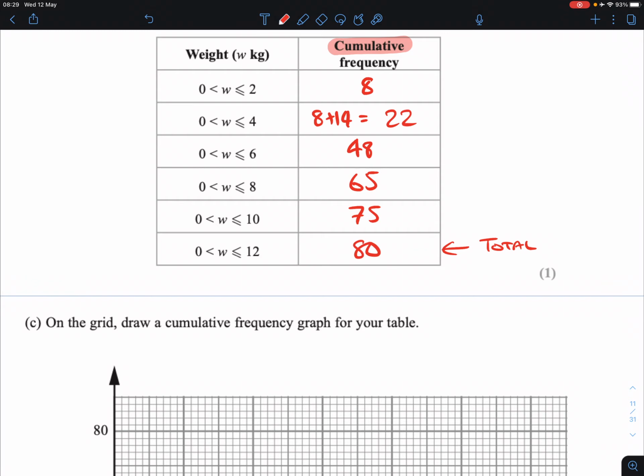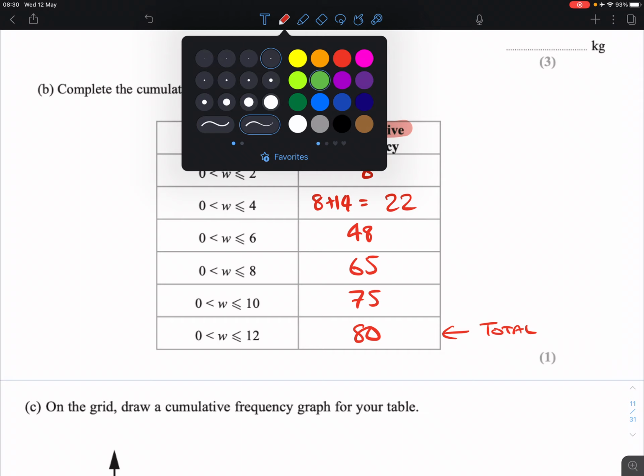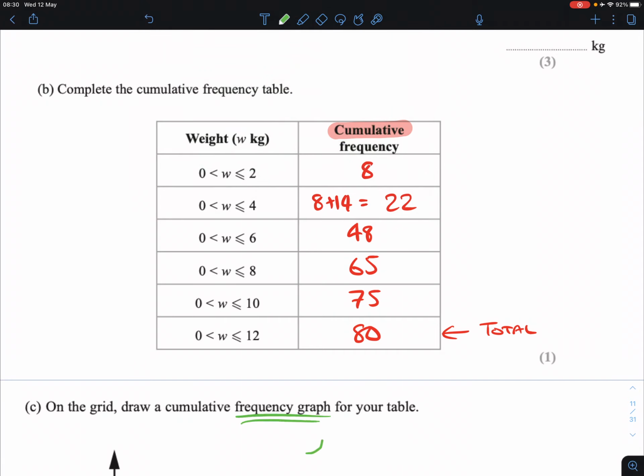Part C, on the grid, draw a cumulative frequency graph for your table. So using this information in this table, we're going to plot and draw a graph. It's important to note that your cumulative frequency graph has a shape of an S, typically. And when we draw it, we use the values, not that's in the middle, we use the values that are at the end, up to 2 kilograms. There were 8 parcels that were up to 2. There were 22 parcels that were up to 4, 48 that were up to 6, so on and so forth. So those in green form the x-coordinate, and the values in red form the y-coordinate.